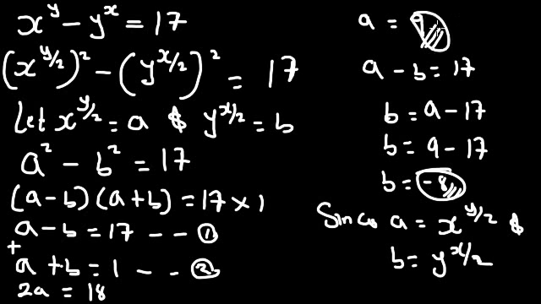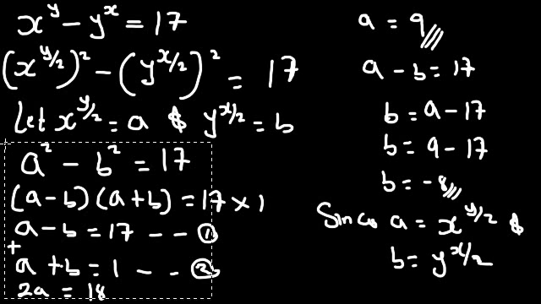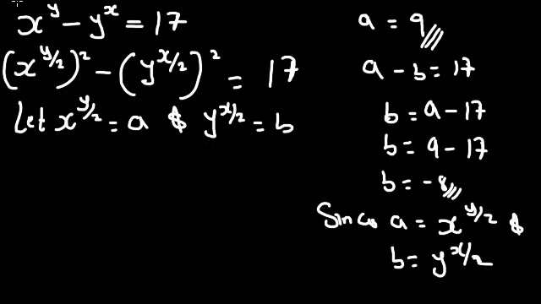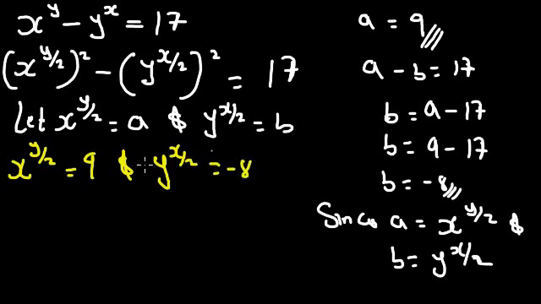as what we have right here. So thus we now have, let me have that in yellow now. We now have x to the power of y over 2 to be equal to 9, and y to the power of x over 2 to be equal to minus 8. So basically at this point, we can square both sides to get rid of the halves.